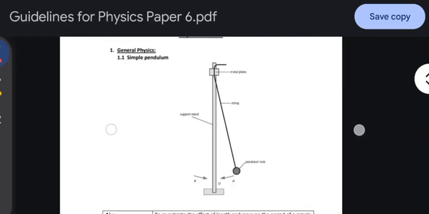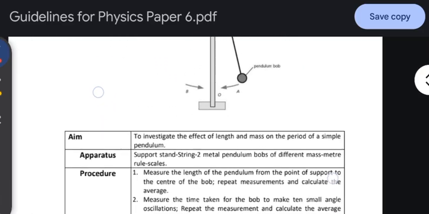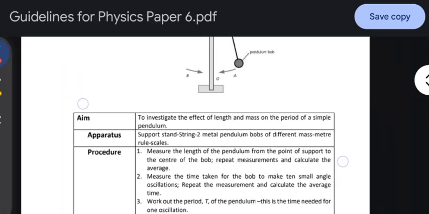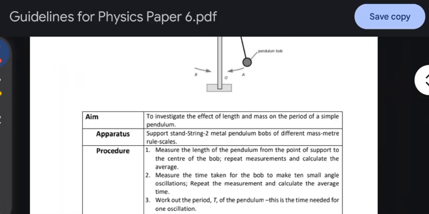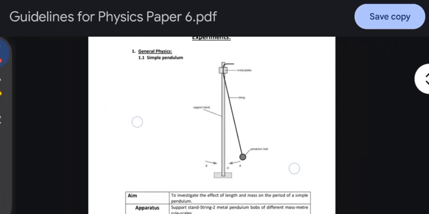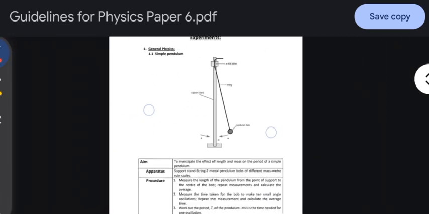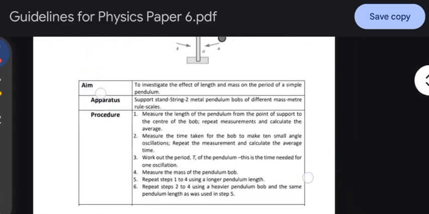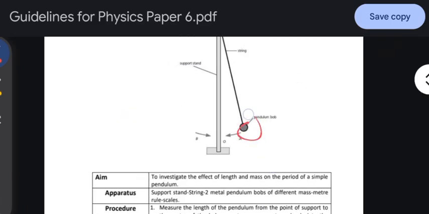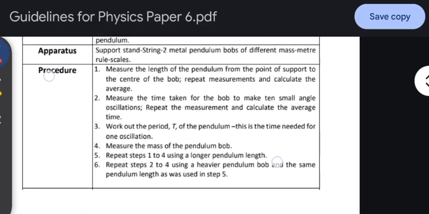Okay, next. Dealing with experiments, a simple pendulum experiment to investigate the effect of length and mass on the period of a simple pendulum. Use a support stand, string, two metal bobs of different mass, and a meter rule. Okay, so basically you use these apparatuses to do it. Now what is the procedure? Okay, what are we trying to do here? Basically we're trying to measure how the effective length and mass affect how the pendulum moves. So first we will change the mass and then the length of the string. So let's see how we're going to do it.